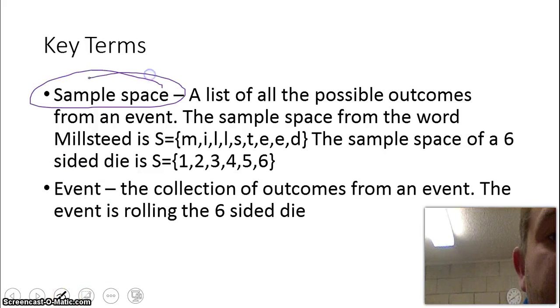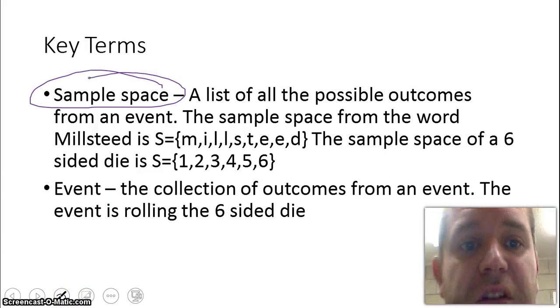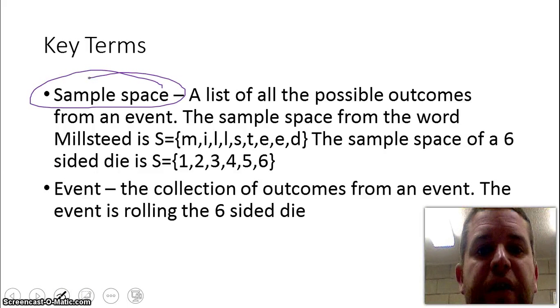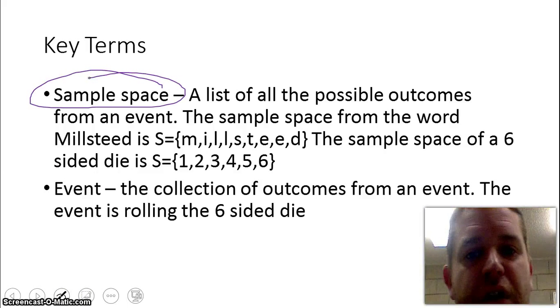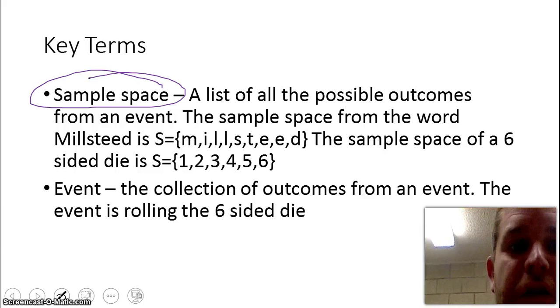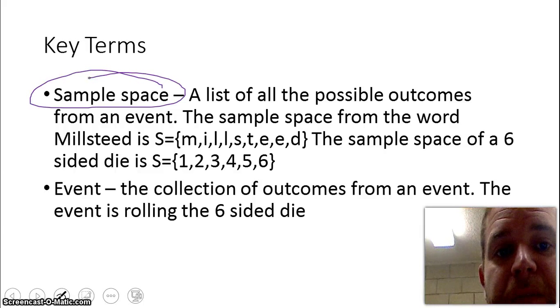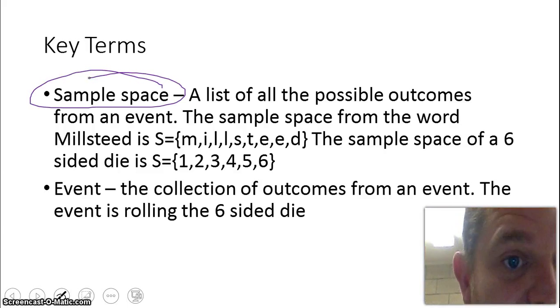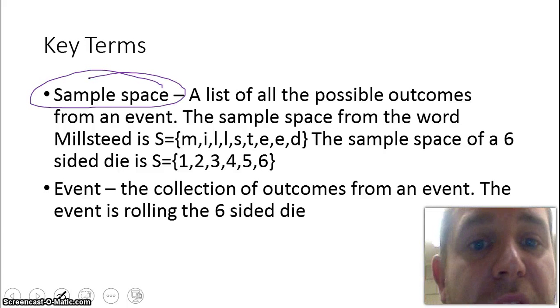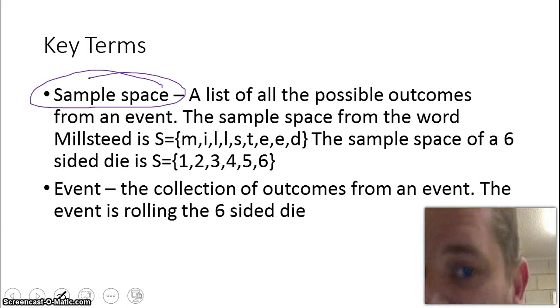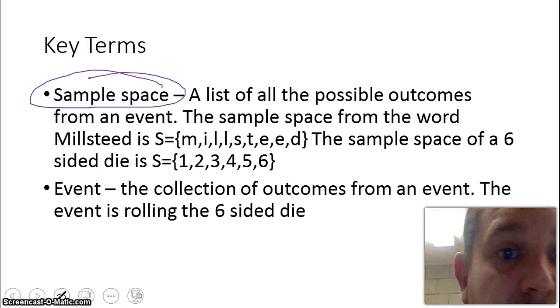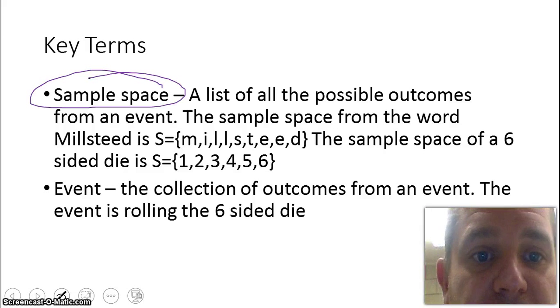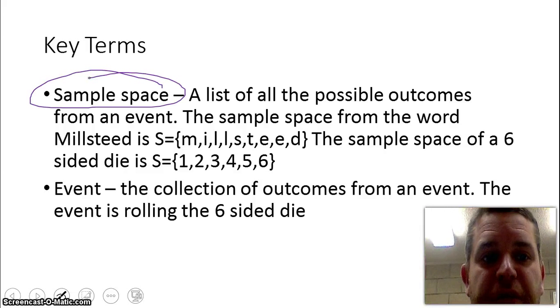Sample space is the first one we've got. So sample space is a list of all the possible outcomes. I've given you two examples. Sample space are the letters of the word Millsteed. So it's just a list of all the possible things we could get. Sample space for a six-sided dice, you can get the numbers 1, 2, 3, 4, 5, 6. Sample space, list of all possible outcomes.